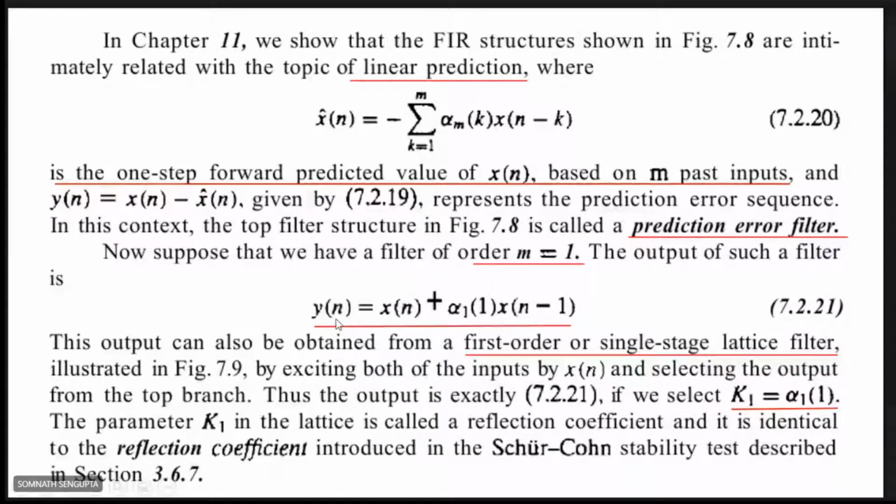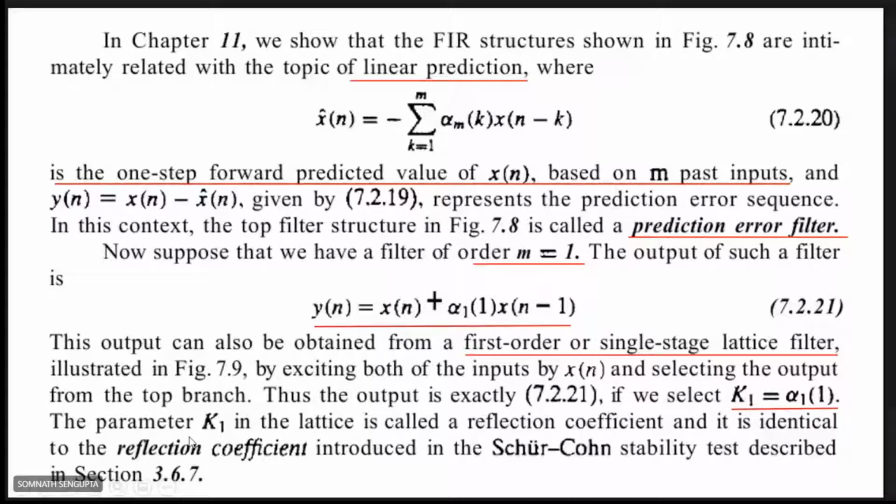So your output yn is xn plus alpha 1 xn minus 1. This suffix of alpha 1 means it is a first order filter, or the order of the filter is 1. And this is also the sequence for k is equal to 1.